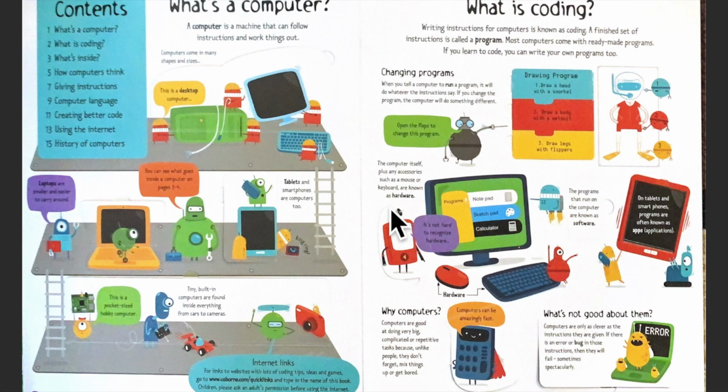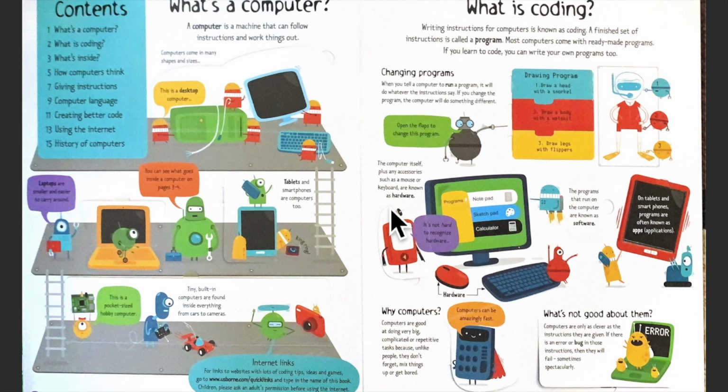Now look at a small program. It's a drawing program. Draw a head with a snorkel, then draw a body with a wetsuit, and draw legs with flippers, right? And that's exactly what the program is. In this specific example, our program is to draw these things, right? So as you instruct, it keeps doing step 1, step 2, step 3.